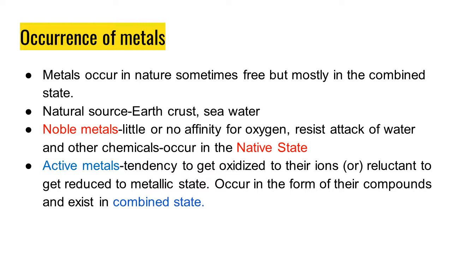Whereas other metals are called active metals, they have tendency to get oxidized to their ions, that is they are reluctant to get reduced to metallic state. They are not found in the pure form but as a compound, maybe as a salt or any other form, and they are said to exist in combined state. So metals are found either in the native state or in the combined state.